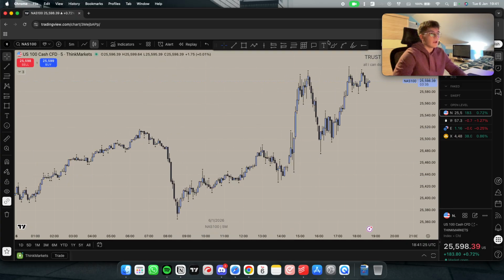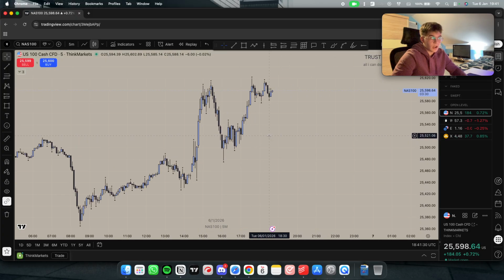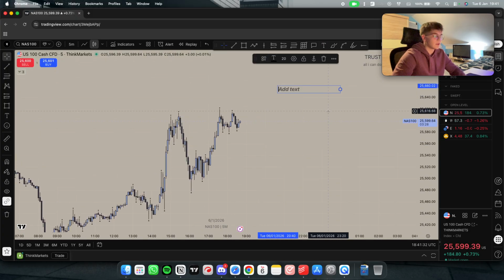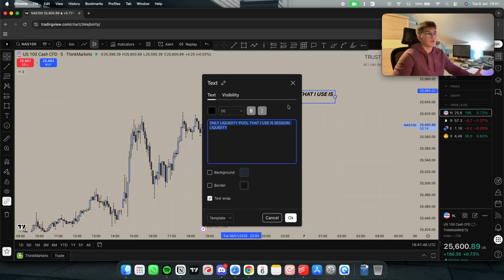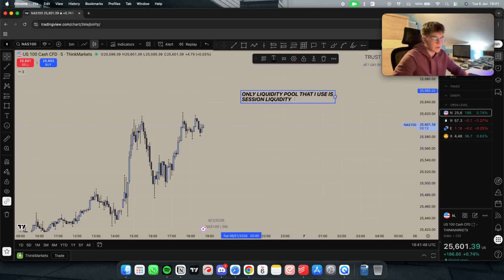Out of all of those that I was just talking about, the only liquidity pool that I use is session liquidity. Session liquidity is the only thing I need to be profitable, which means you can also be profitable with just this liquidity. You don't have to go on the chart every day and mark out 15 different liquidity levels through the time frames and then expect price to sweep.